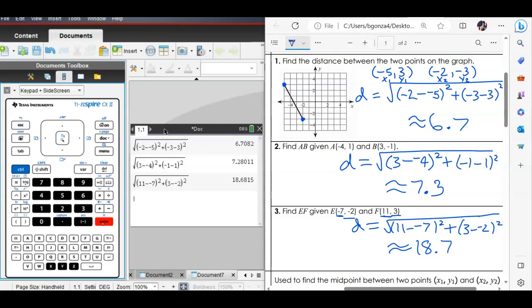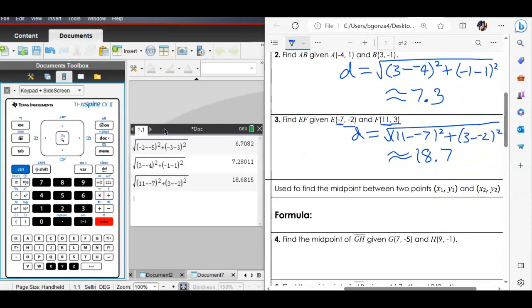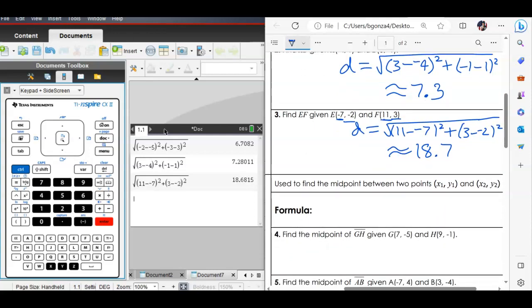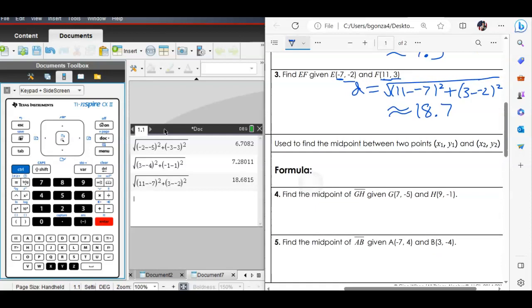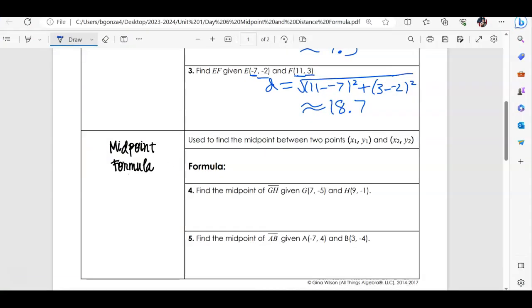Okay. All right, we good on that? I want to do midpoint real quick. Okay, we got a little bit of time. So our formula, let's go ahead and write this down. For midpoint, it is going to be parentheses x1 plus x2 over 2, comma, y1 plus y2 over 2.